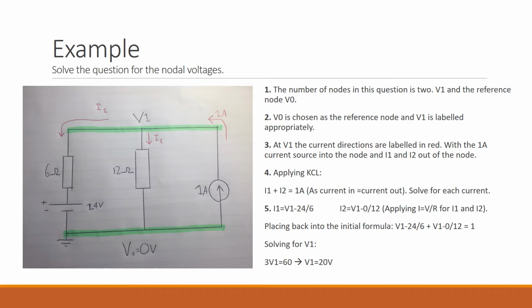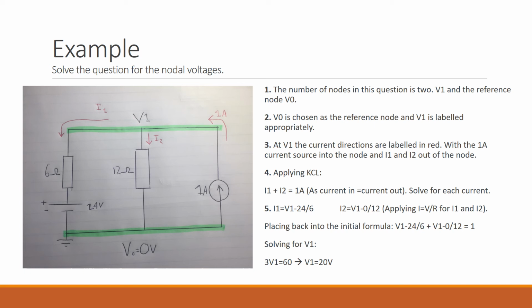Then we apply Ohm's law at each of these nodes to create our nodal equations. I1 is equal to V1 minus 24 over 6 as the current flows from the V1 node to the 24 volt battery. And then for I2, similarly, V1 minus 0 over 12 as the current flows from the V1 node to V0. Simply using Ohm's law for these questions. Then we place it back into the initial formula with I1 and I2 substituted back in for their place. So we have V1 minus 24 over 6 plus V1 minus 0 over 12 is equal to 1 amp.